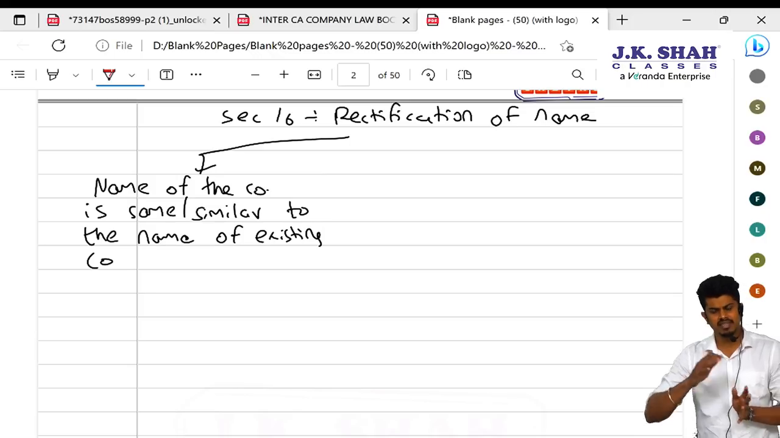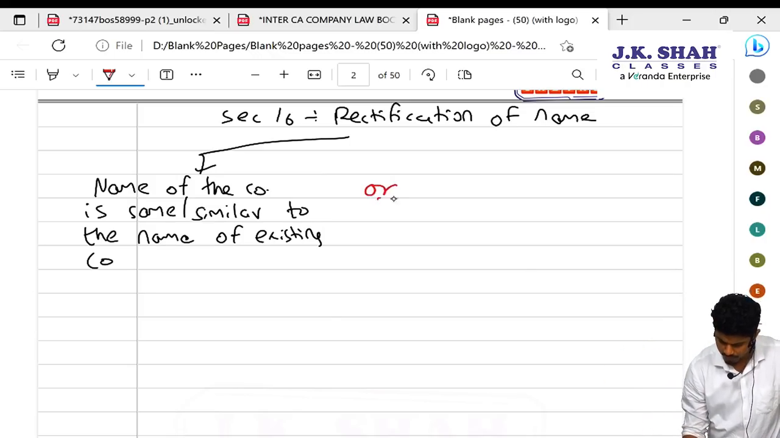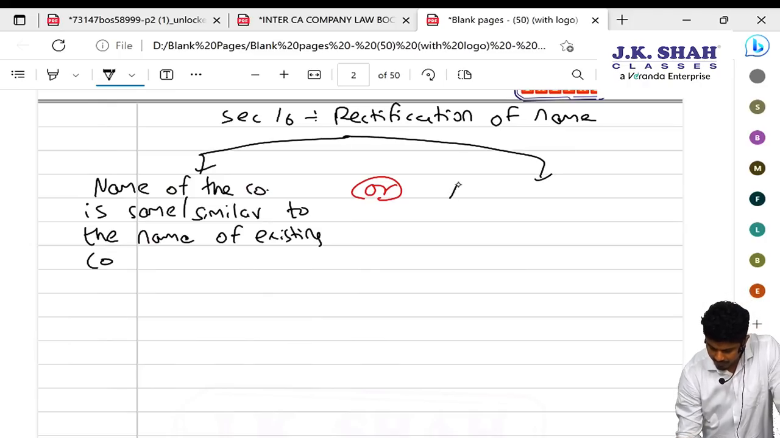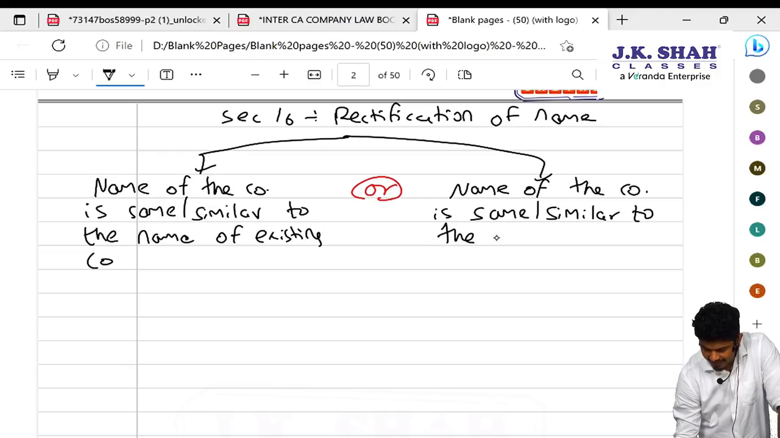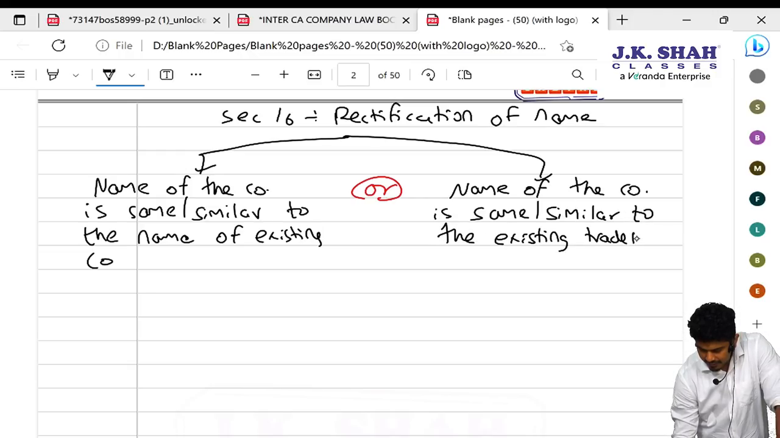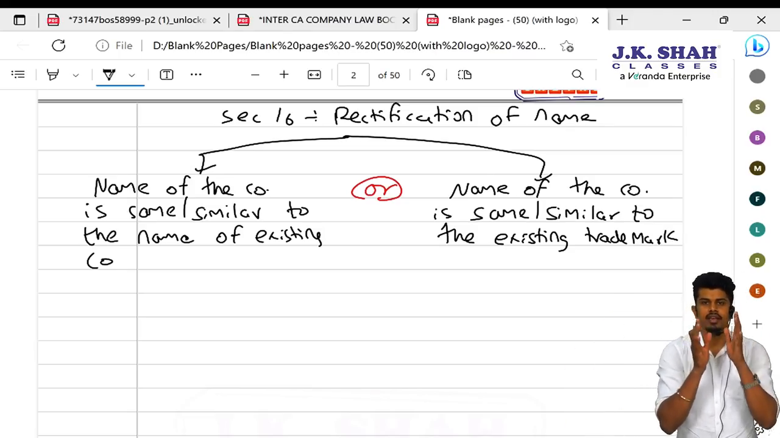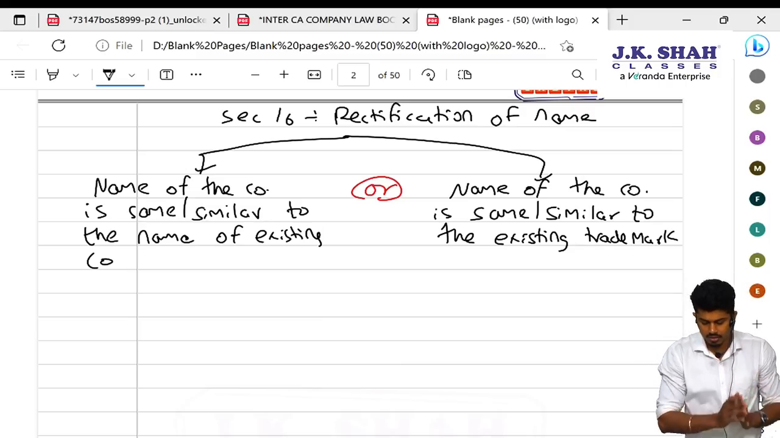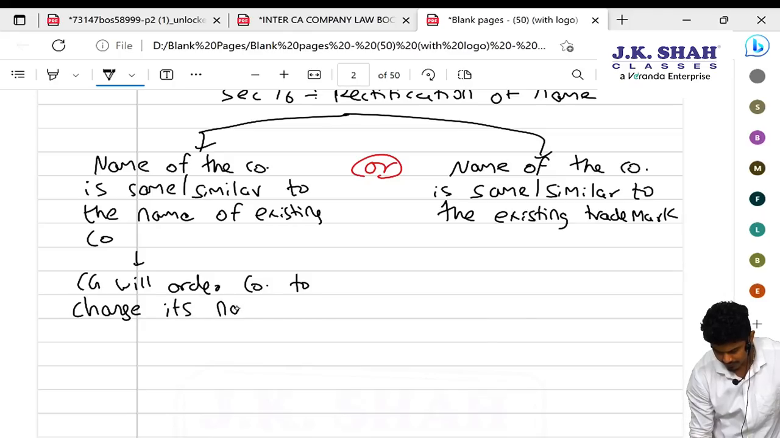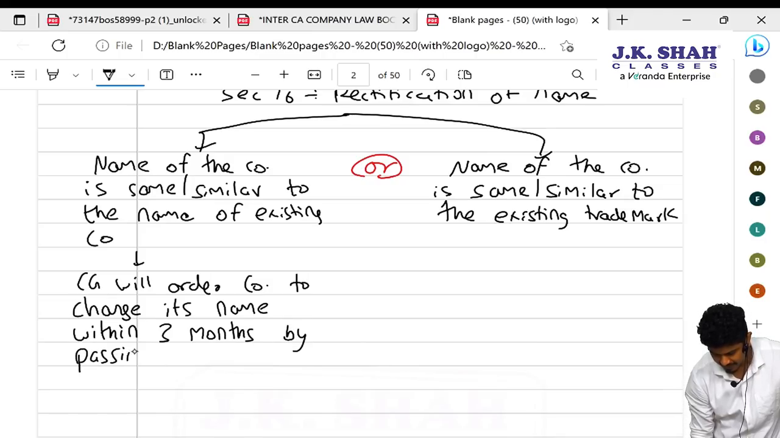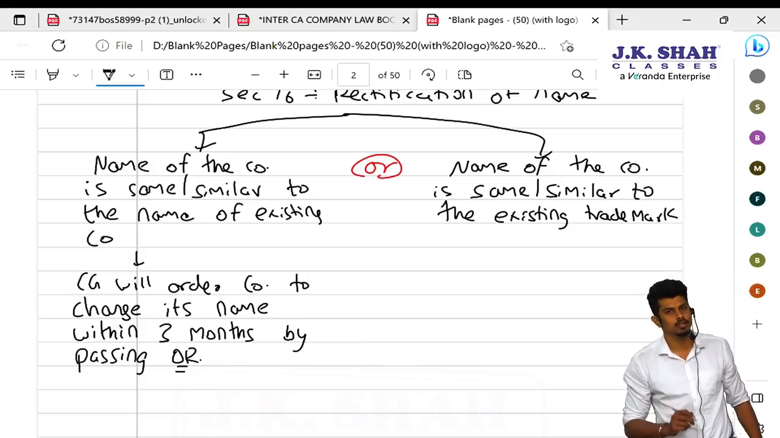Okay? Now, section 16 talks about rectification of name. It specifies that the name of the company is same or similar to the name of an existing company, or the name of the company is same or similar to the existing trademark. So if the name of my company is same or similar to the name of another company, then in that case, central government will order the company to change its name within 3 months, by passing an ordinary resolution. What is OR? Ordinary resolution.